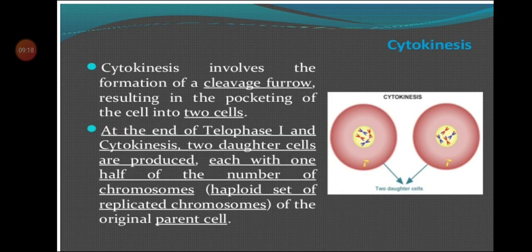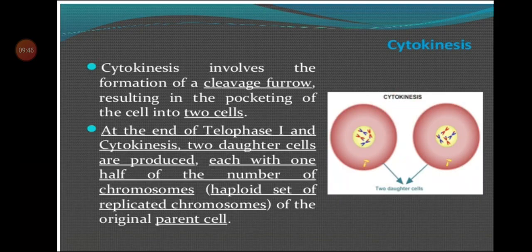After karyokinesis, cytokinesis occurs and two haploid cells are formed. In many cases, these daughter cells pass through a short resting phase or interphase. Let us first study cytokinesis in detail. Cytokinesis involves the formation of a cleavage furrow, resulting in the pinching of the cell into two cells. You can see two cells are formed.